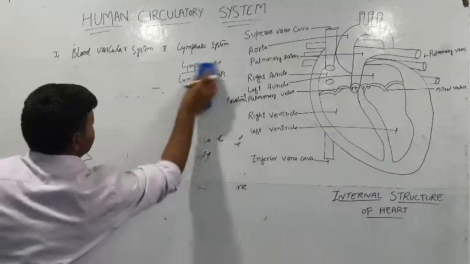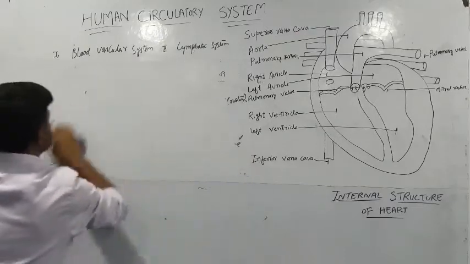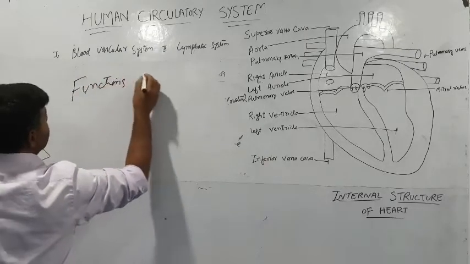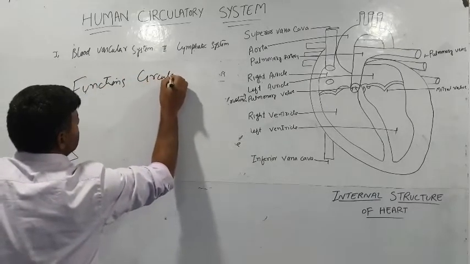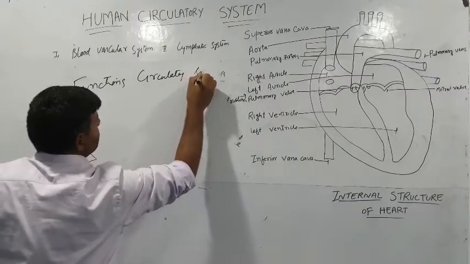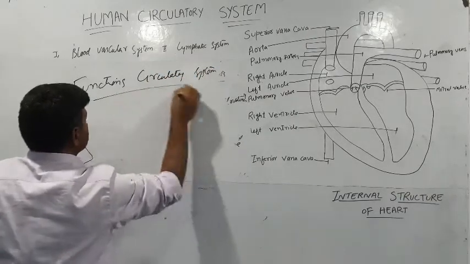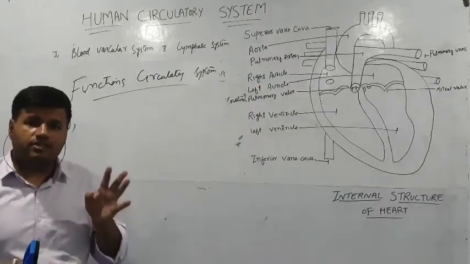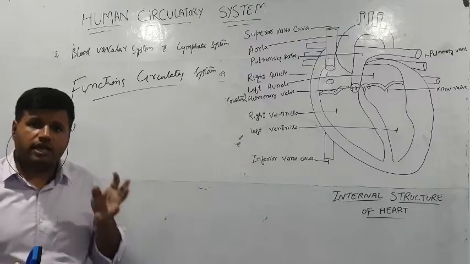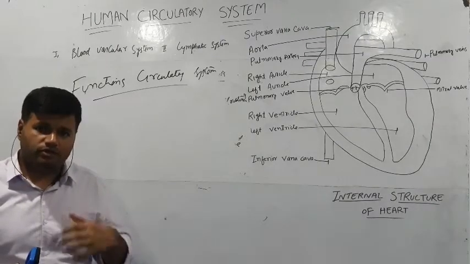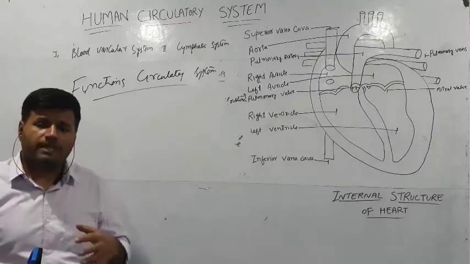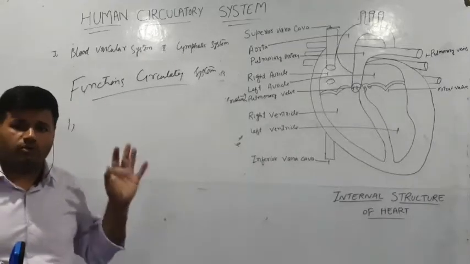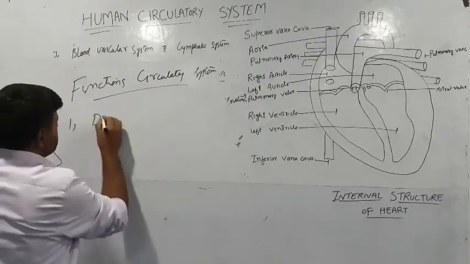Now let's move towards the functions of the blood vascular system, the circulatory system. The circulatory system is helpful in the transportation of nutrients which we absorb from our small intestine or other organs, like the stomach also. It transports these nutrients to the whole of our body. It helps us in the transportation of digested material.